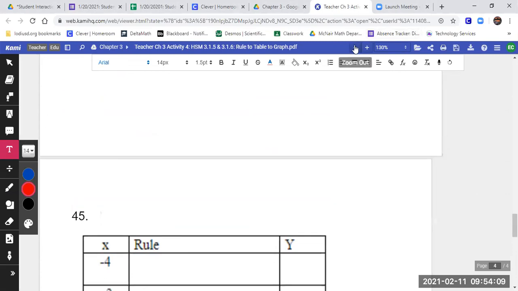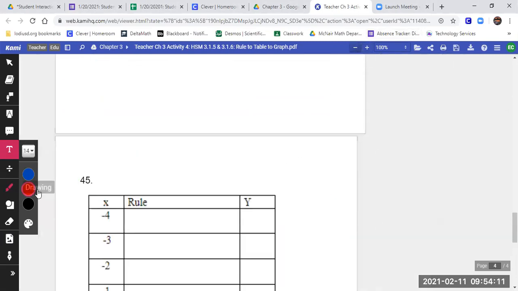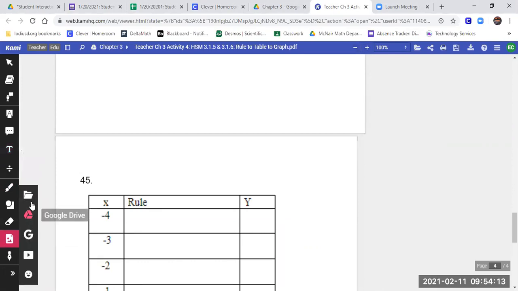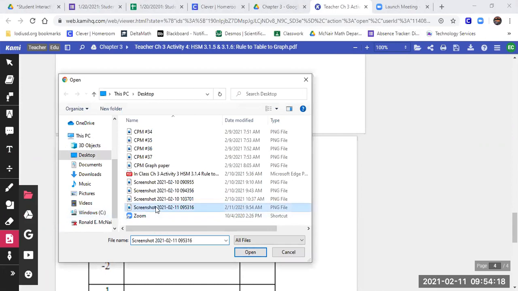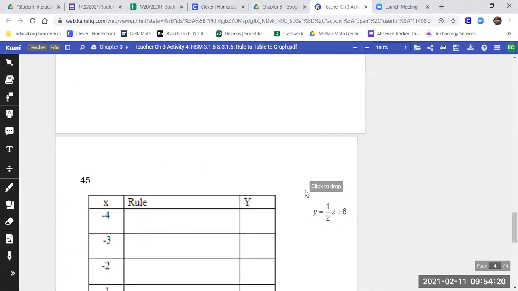I need to get a little smaller. And then I go to Add Media, Files, and I pick that screenshot I did. And I drop it. And then I get to move it where I want it, which is the rule box.